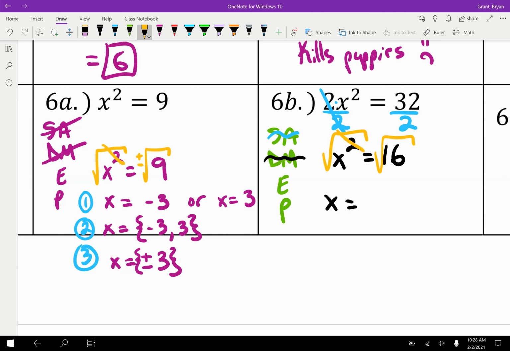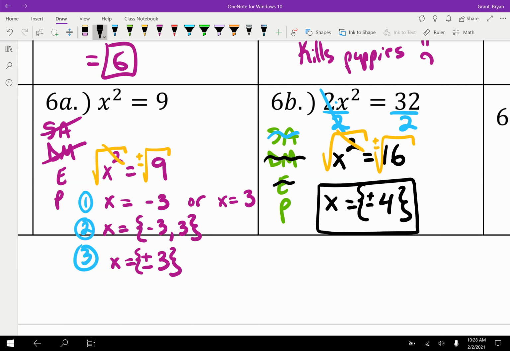Oh, and I introduced a square root, which means I need a plus minus. What is the square root of 16? The square root of 16 is 4, but don't forget that there are two answers here, both positive 4 and negative 4. And that takes care of the exponent.